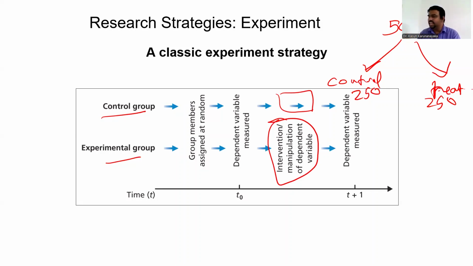At the end, we will measure the dependent variable, and then we do a comparison between the results of the two groups, right? And if statistically significant results are yielded by the experiment group, then we say our hypothesis is correct, which is that the new drug is effective, right?